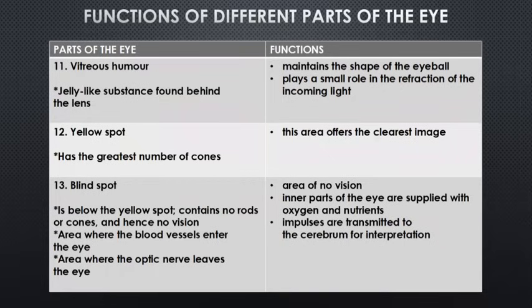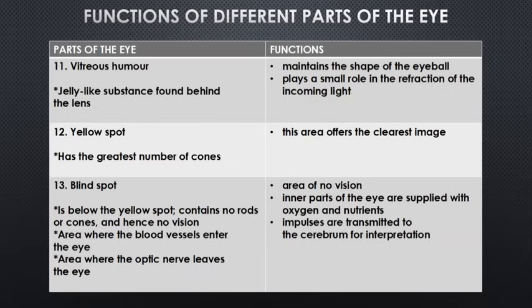Now, number 11, we have got the vitreous humor, which is found within your posterior chamber, behind your lens. Now, this is a gel-like substance, as I've told you, found behind your lens. What it does, it maintains the shape of the eyeball. It makes sure that your eye remains like a ball. It does not change. And then also, it plays a small role in the refraction of the light that comes into your eye.